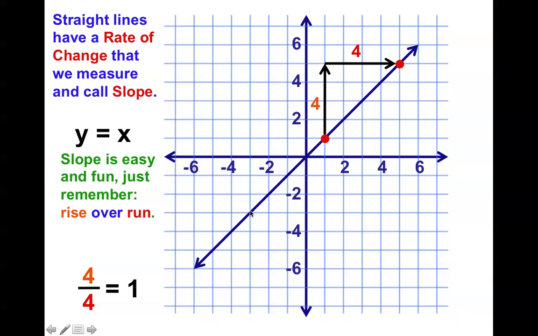Because if I was right here trying to get to the first dot, I would go up 4 and then I would go over 4. If I think about it simplifying down to 1/1, I've got a rate of change where every time I go up 1, I go over 1. Every time I go up 1, I go over 1. See the pattern?